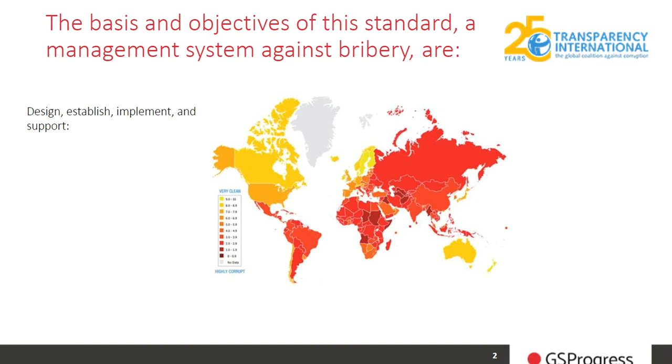The main reason we created the standard is its focus on designing, establishing, implementing, and supporting everything regarding improvement of the anti-bribery culture within the organization. When we talk about improvement, it means you have to measure. You cannot implement an anti-bribery management system if you don't have objectives. But this is part of the presentation.